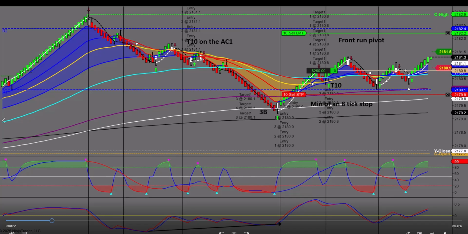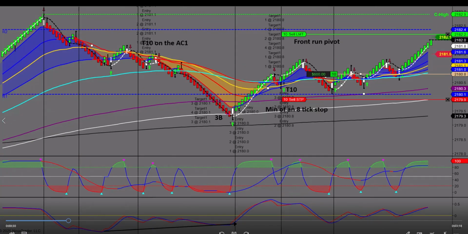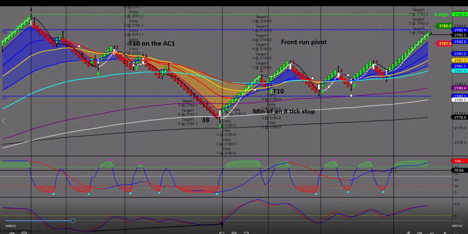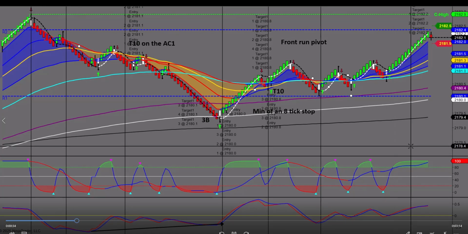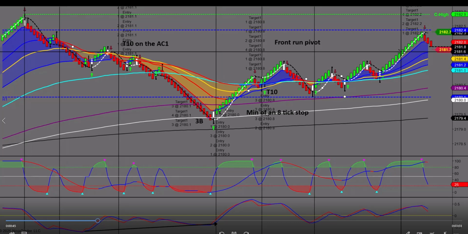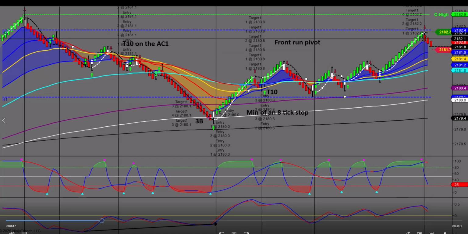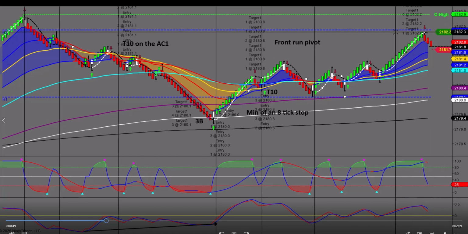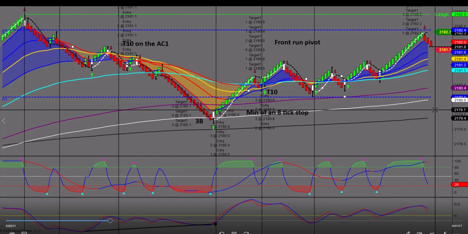We actually had a T10 there. I took this one, thank you very much, and then I jumped in on the 3B, very high probability trade. And there is this T10 I mentioned to you traders, where if I had tightened my stop to 1 tick below, I would have been stopped on that one, but then I had a re-entry just here. But because I kept my stop at 8 ticks, that kept me in.